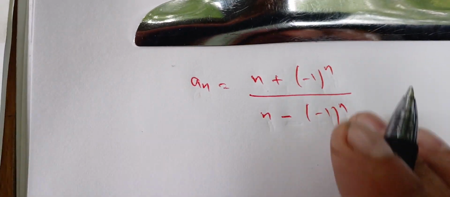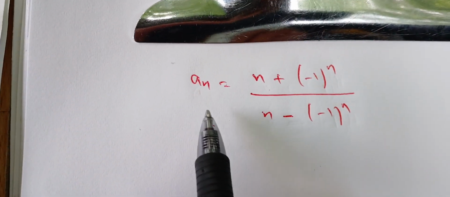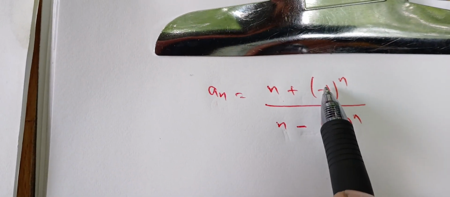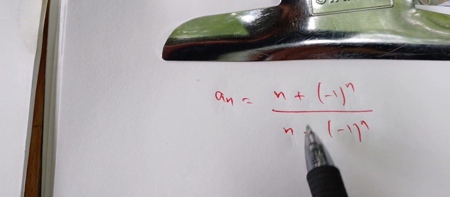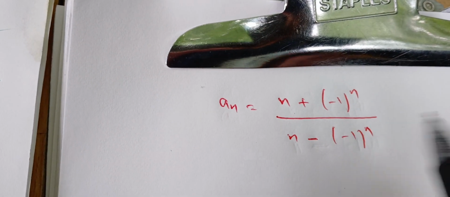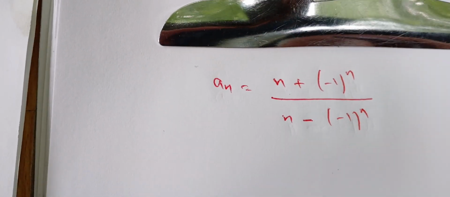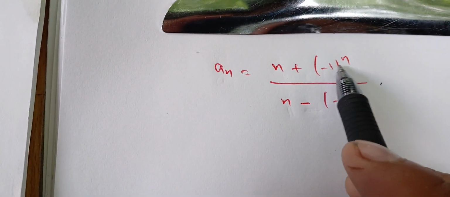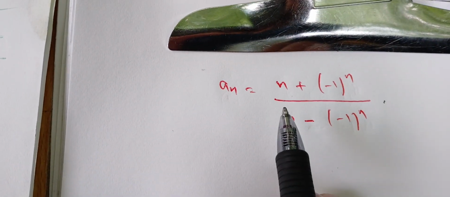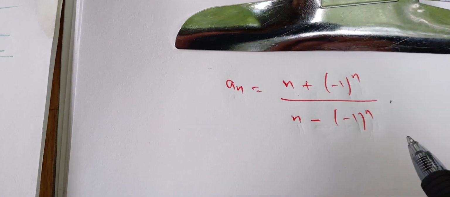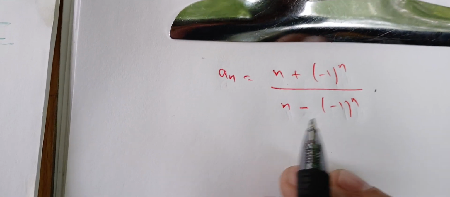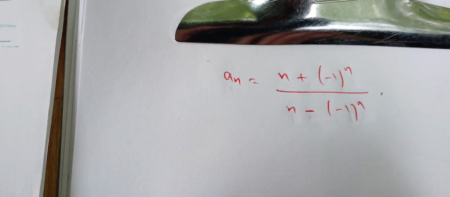In this problem, we're going to try to find the limit of the sequence defined by a_n = (n + (-1)^n) / (n - (-1)^n). In this case, the (-1)^n is changing between -1 and 1, so we can't decide. We need to find a way to get rid of it.